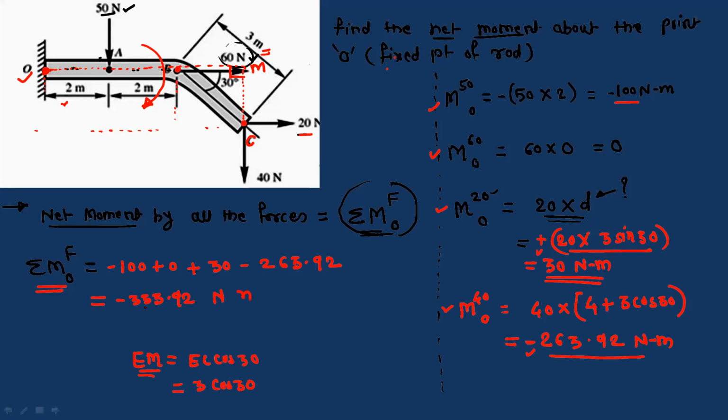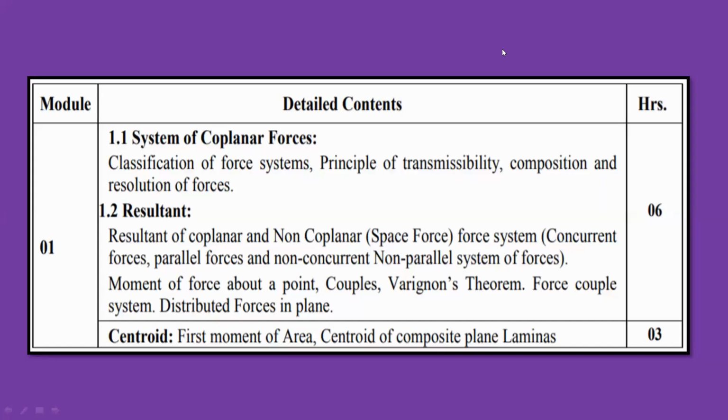Okay, as the answer is negative, that means the net moment, its value is 333.92 Newton meter, and its sense of rotation is clockwise. So this is the final representation of the net moment. So this is the summation of moments by all the forces about the point O. Okay, so this is your final answer. So I hope this problem is clear. Okay, so now I hope resolution of forces and moment, this part is clear.